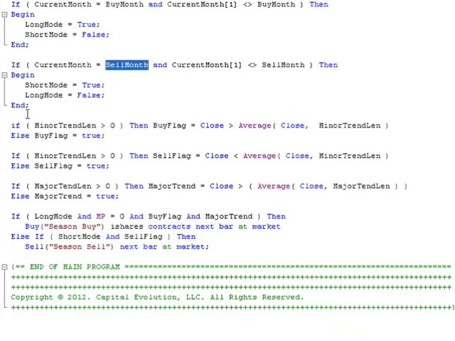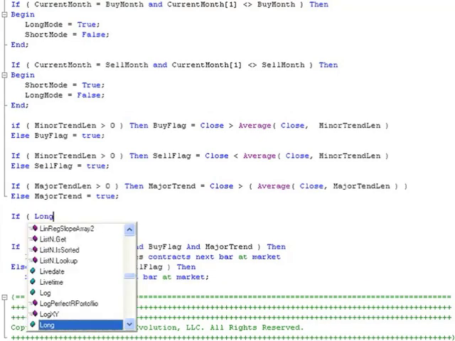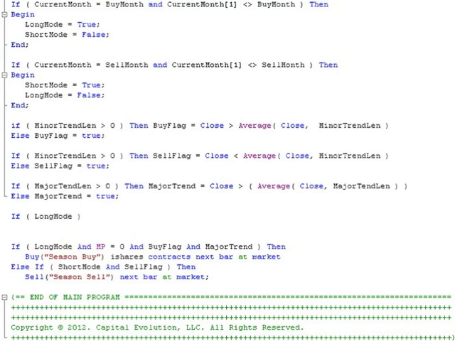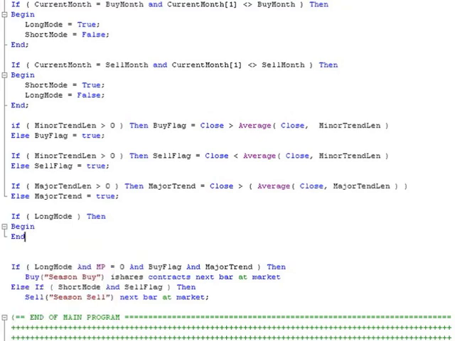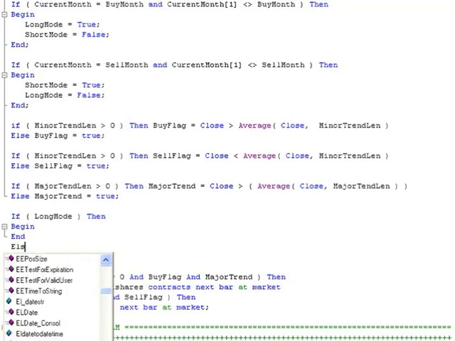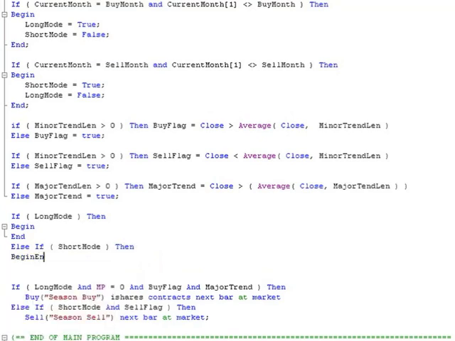And what this would allow someone to do if they're interested in developing a trading system is all throughout the buy mode, for example, if we have long mode set to true, you could put a case statement in here like so. Then begin. I'm just going to stub this out. Else, if short mode, then begin, end.